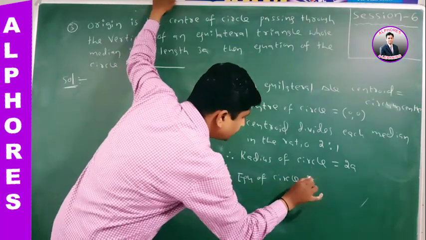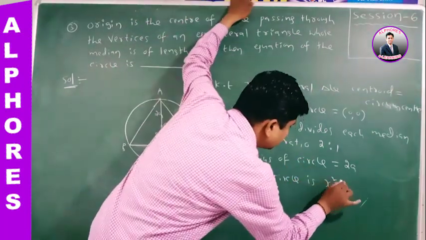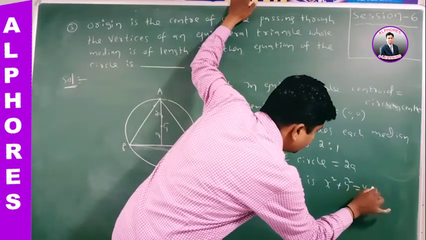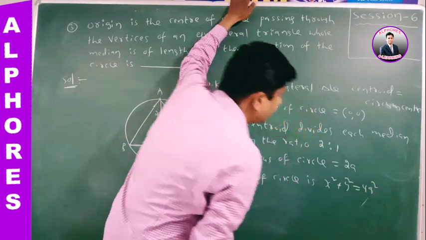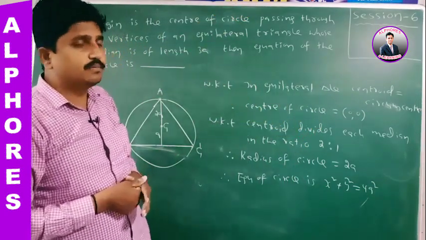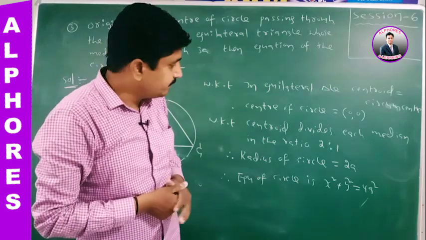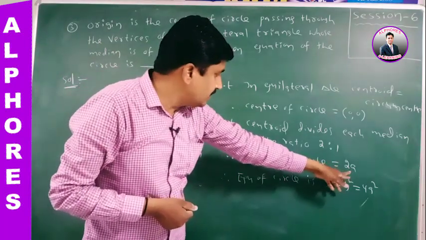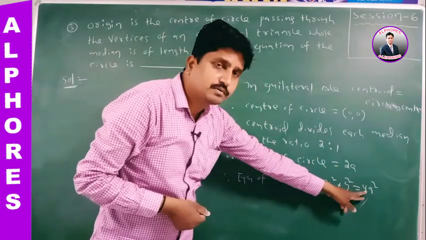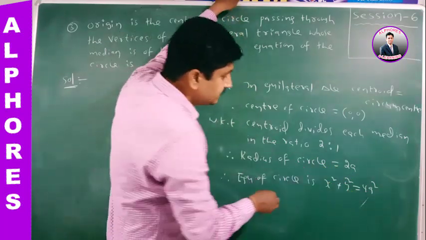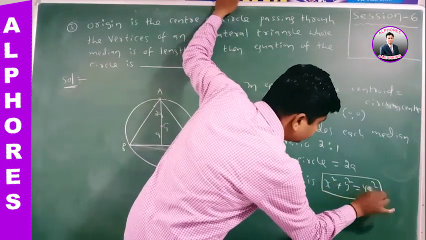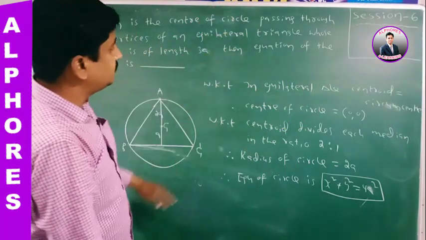Therefore the equation of the circle has center (0, 0) and radius 2a, so r squared is 4a squared. You know that a circle with center (0, 0) is in the form x squared plus y squared equal to r squared. Therefore r equal to 2a. So the equation of the circle is x squared plus y squared equal to (2a) whole squared, that is, x squared plus y squared equal to 4a squared.